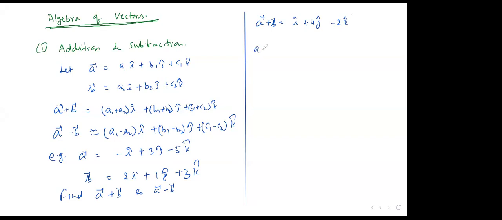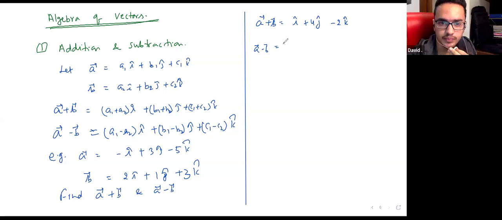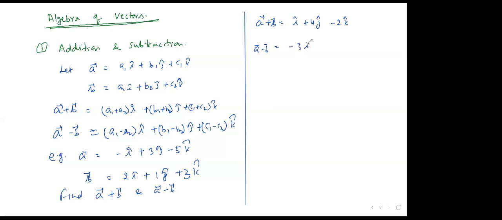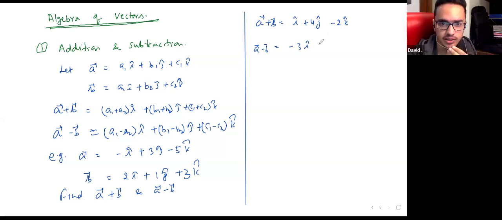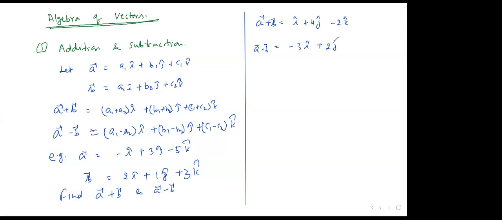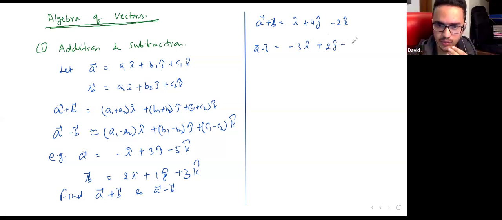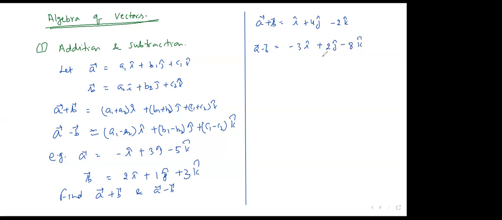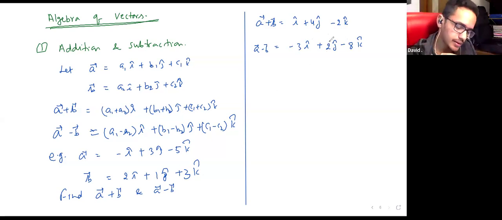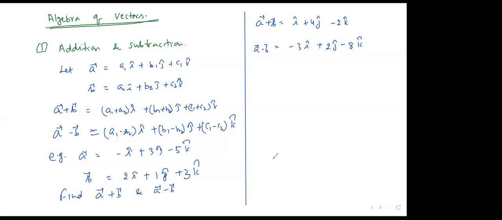And what is A minus B vector? You'll get minus 3i cap plus minus 2j cap, plus 2j cap, and then minus 8j cap. Yes. So this is the answer.